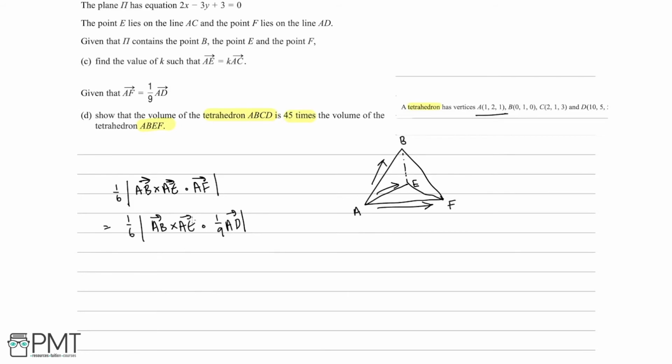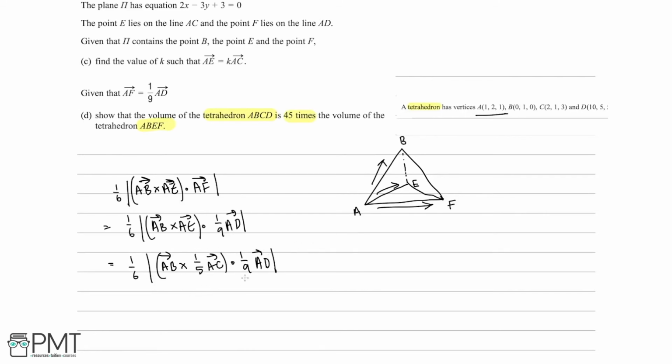We also found out the value of AE in terms of AC from our previous part. We know that AE will be equal to 1/5 AC, and thus we can rewrite this once again to give you 1 over 6 multiplied by the magnitude of AB cross 1 over 5 AC dotted with 1 over 9 AD.